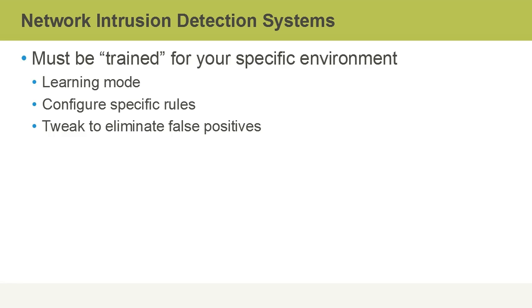The network intrusion detection system needs to be trained for your specific environment, again, similar to a host intrusion detection system. Many NIDS solutions will have a learning mode where essentially you can configure it to monitor activity for a period of time to establish a baseline of normalcy in your environment. You can also, instead of or in addition to, normally it's in addition to, configure specific rules for what is considered suspicious network activity and what to do about it. And also, you can tweak it to eliminate false positives.